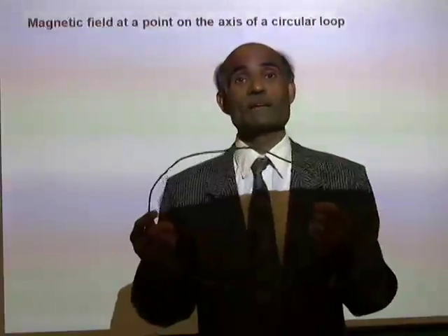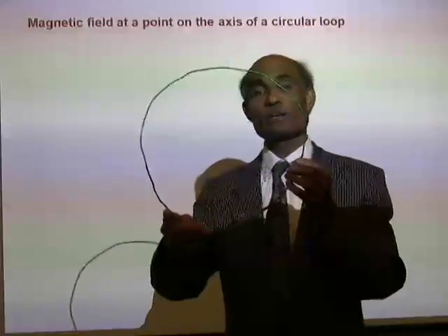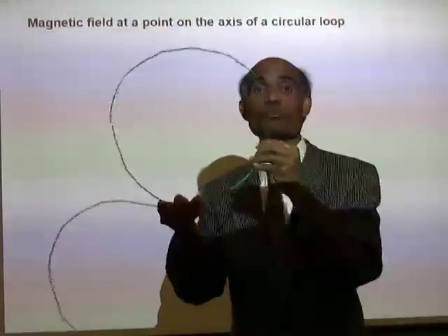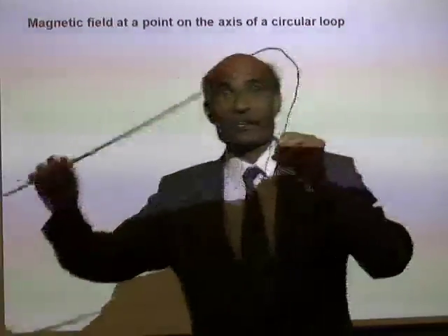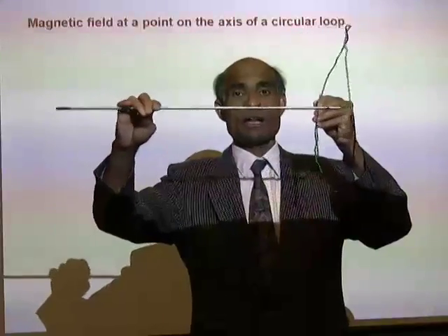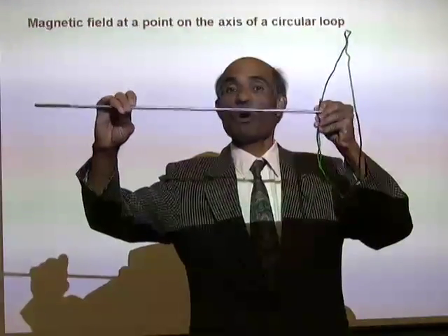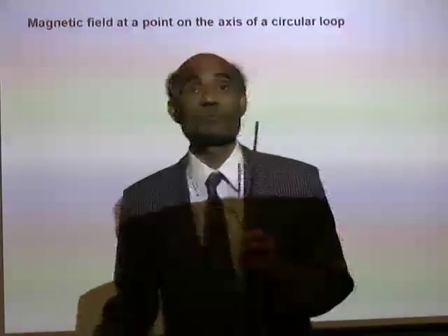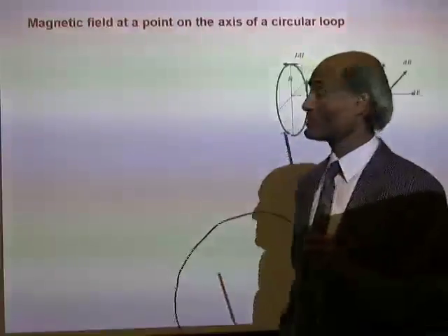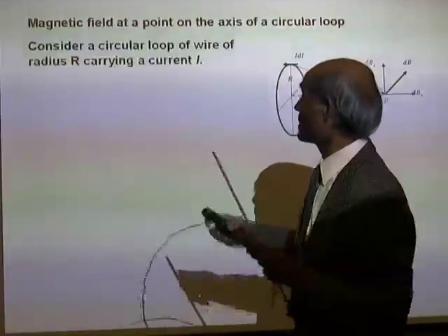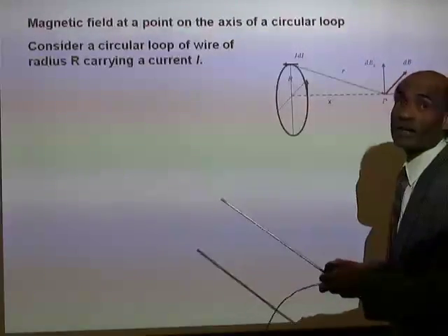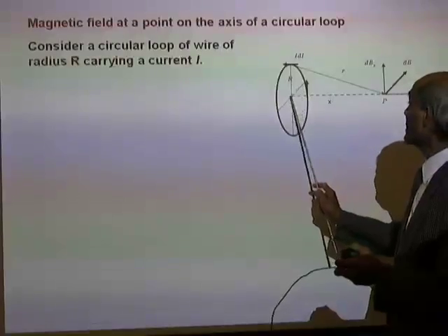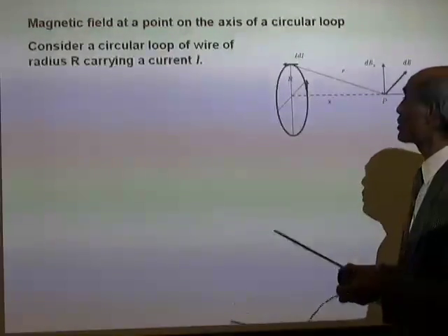We will now obtain an expression for the magnetic field at a point on the axis of a circular loop of wire like this. This is the circular coil and this is the axis. Any point on the axis is our subject. So we will start by considering a circular loop of wire of radius r carrying a current I, and that is the axis of the circular loop.